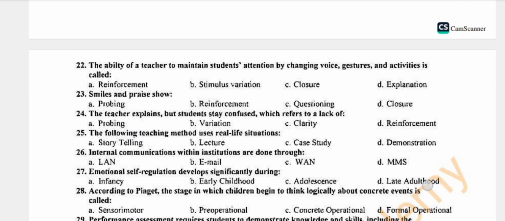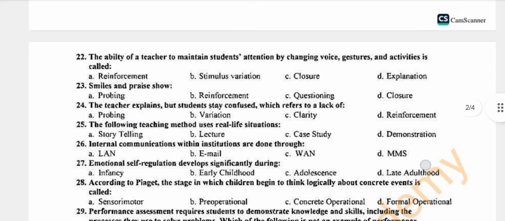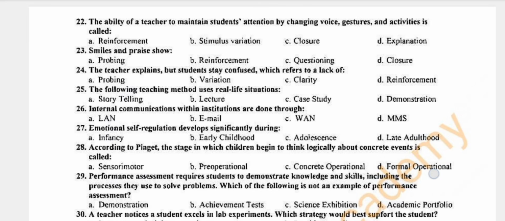Question number 24. The teacher explains but students stay confused, which refers to a lack of, and the correct option is clarity. C option is correct. Question number 25. The following teaching method uses real life situations, and the correct option is case study. C option is correct. Question number 26. Internal communication within institutions is done through, and the correct option is local area network. A option is correct, LAN.